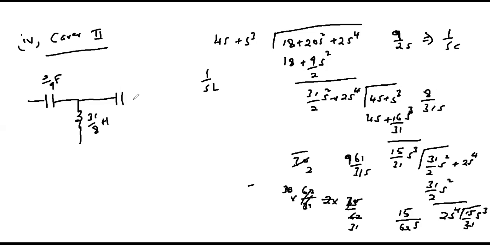Next, we have a capacitor for this term. And the capacitance will follow the same pattern, will be 31/961 farads. And finally, we have an inductor whose inductance is the reciprocal of 15/62, which is 62/15 henry. And this is the Cauer 2 implementation of our transfer function.